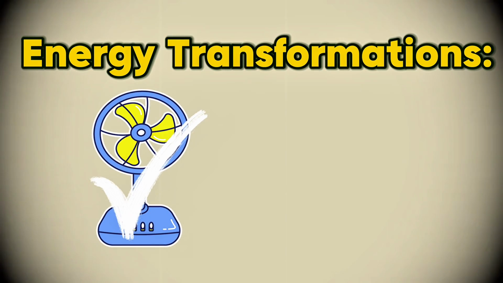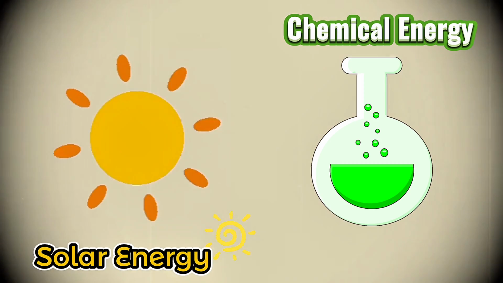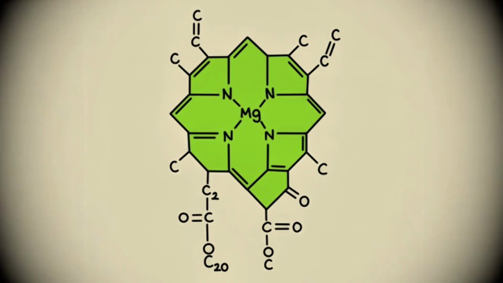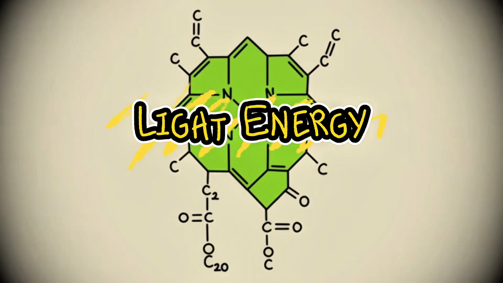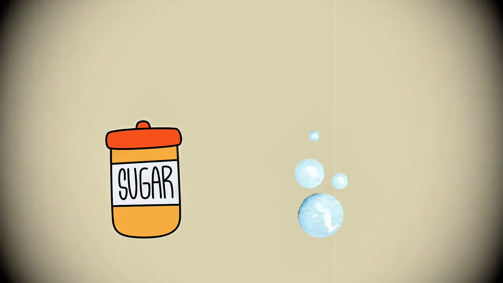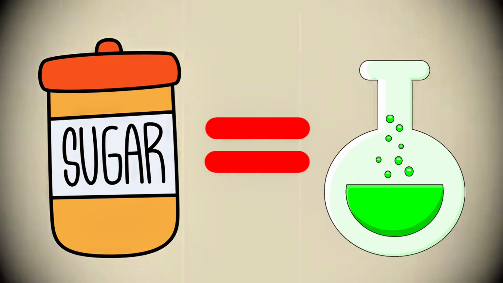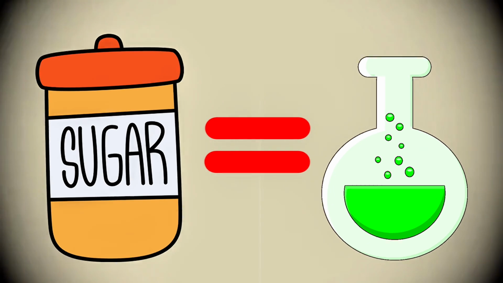Now we know there are energy transformations in fans, but what about in photosynthesis? Like mentioned previously, the energy transformation from solar energy to chemical energy in photosynthesis works through the chlorophyll absorbing light energy, which is eventually used to turn CO2 and H2O into glucose and oxygen. This glucose is considered to be the chemical energy which the plant uses to survive.